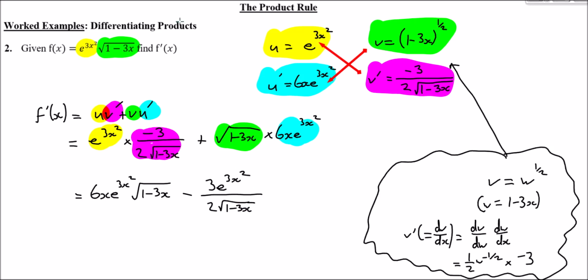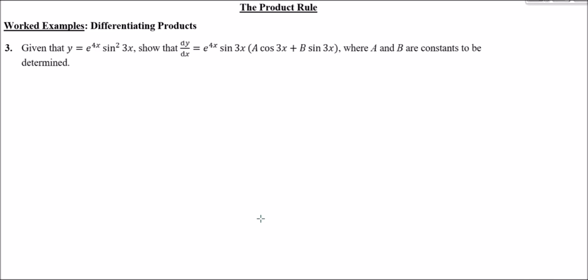Don't worry too much about the form you need to write the solution in. The examiner will normally give you a massive hint in terms of how to write it. Like you'll see here, question 3, worked example 3, is an adapted worked example taken from an exam paper. So, worked example 3, we've got this product here, e to the 4x multiplied by sine squared 3x, and we need to show what dy by dx is, and we're given the form to write it in as well.